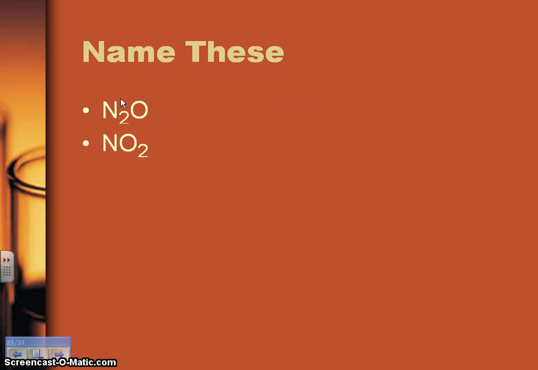We just write monoxide. The next sample is NO2. We have one nitrogen and two oxygens. Since the one nitrogen is in the first position, we're just going to call it nitrogen. We do not use the mono for that first element. We have two oxygens, so it will be nitrogen dioxide.